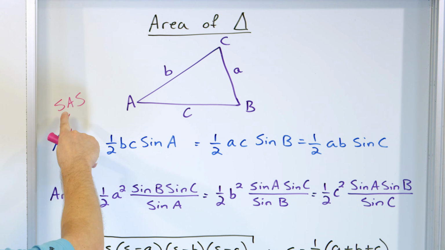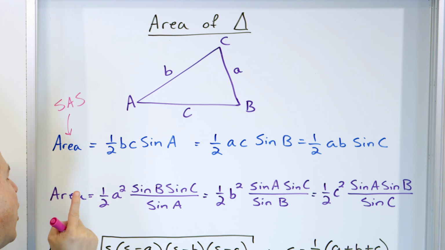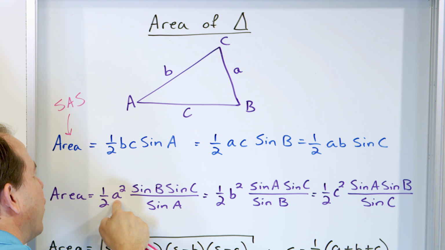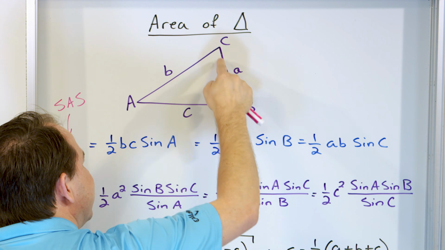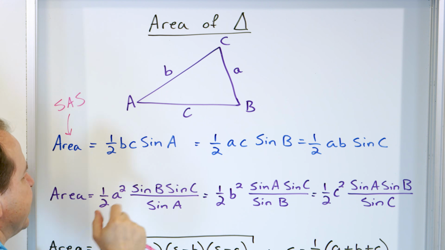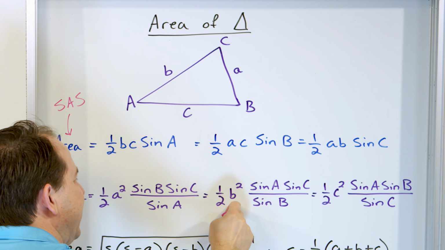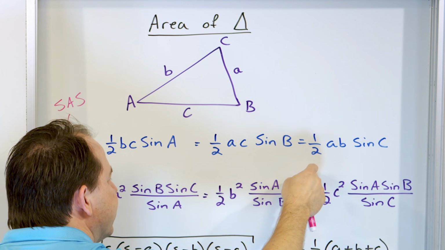Now, that's helpful if I have side angle side. But look at these formulations down here. The area is also equal to 1/2 times A squared. That's one side squared. But then the sine of angle B times the sine of angle C divided by the sine of angle A, right? And then I have it differently over here. Instead of A squared, I have B squared, and then I have A and C on the top and B on the bottom.